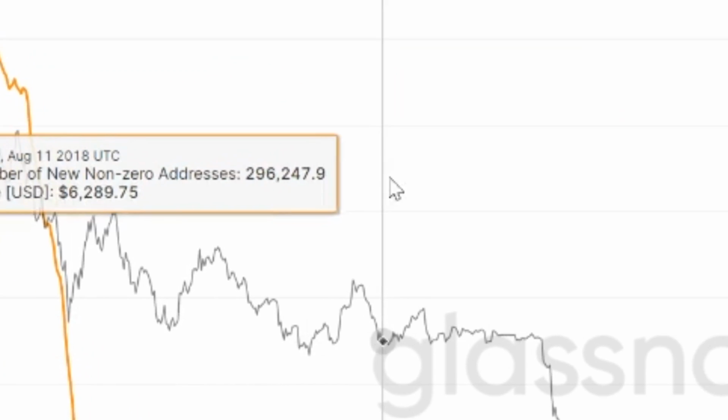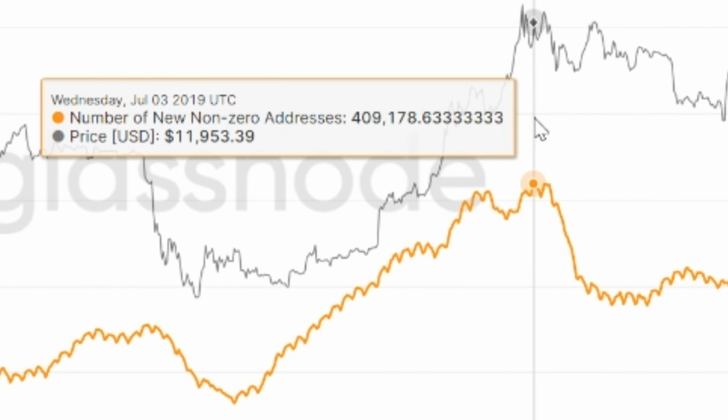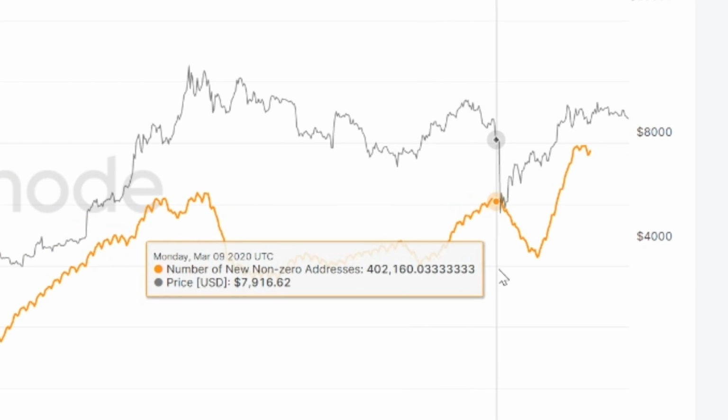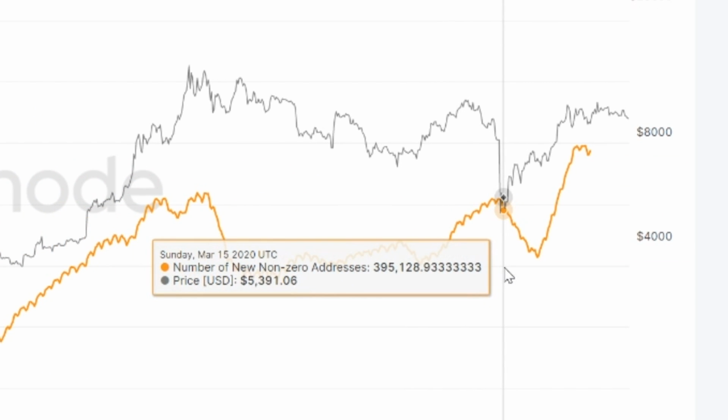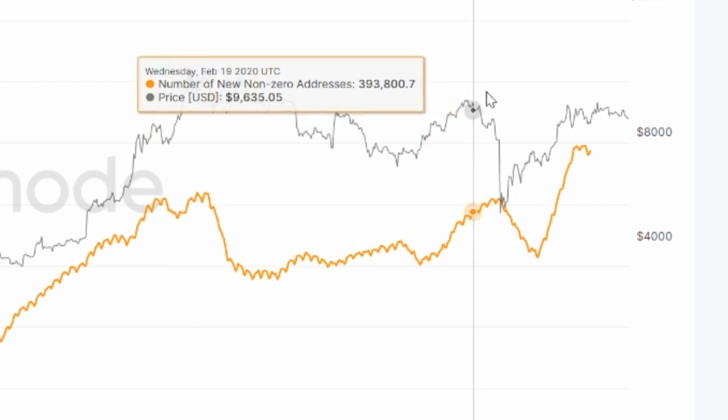Of course, Bitcoin hasn't gone back to that. Until recently, the high was about 66% of the way there at 400,000 new non-zero addresses in that 30-day period back in July of 2019 when Bitcoin hit 14,000. That went into a slump, but notice what happened here. Bitcoin's new non-zero addresses went down as Bitcoin collapsed.